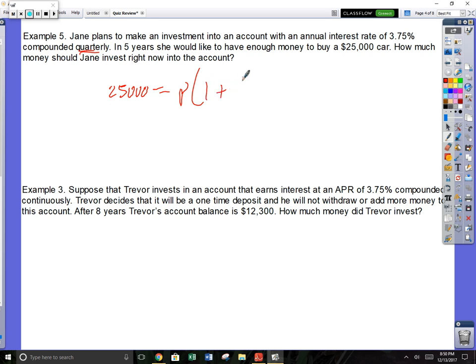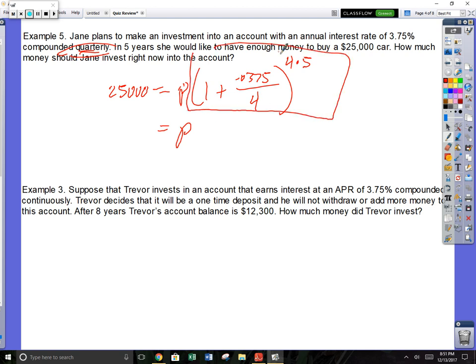1 plus the rate, 0.0375 divided by 4, because the bank's going to pay me 4 times a year. It's going to add interest to my principal. And your exponent is going to be 4 times 5, she's going to leave it in there for 5 years. Okay, so now I need to solve for P. So I am going to type this whole thing into my calculator, and that's going to simplify to be some number. So now it's just a linear equation. You have P times whatever that is.